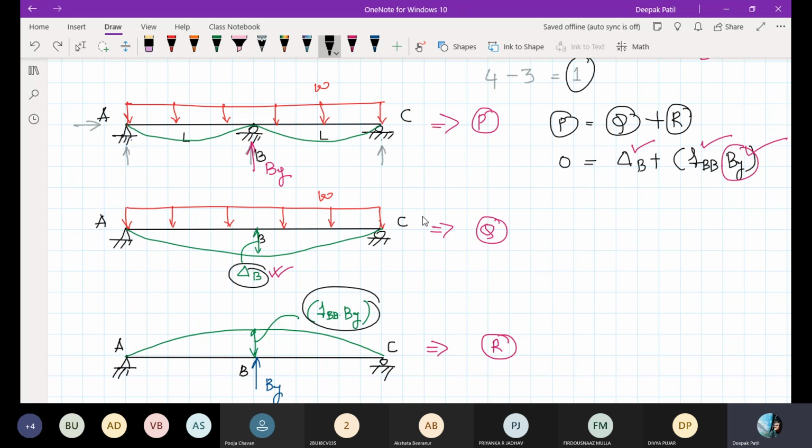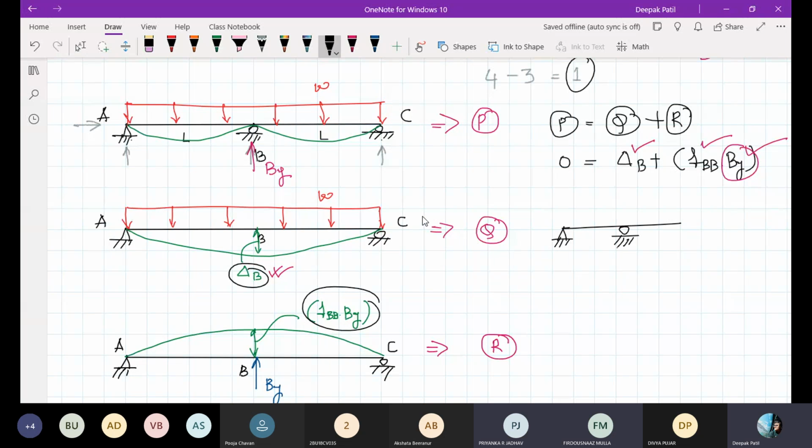Okay, if I remove CY, how will the structure be? The structure becomes something like this. So this will be as it is. So BM I'm not removing, so this will be there. CY I'm removing, so the structure becomes like this. Is this determinate or indeterminate? This structure is determinate.